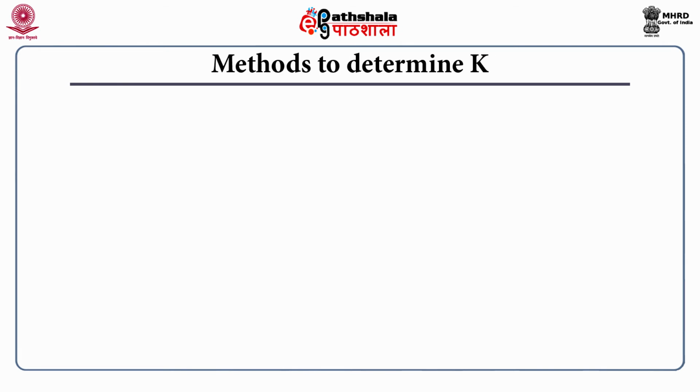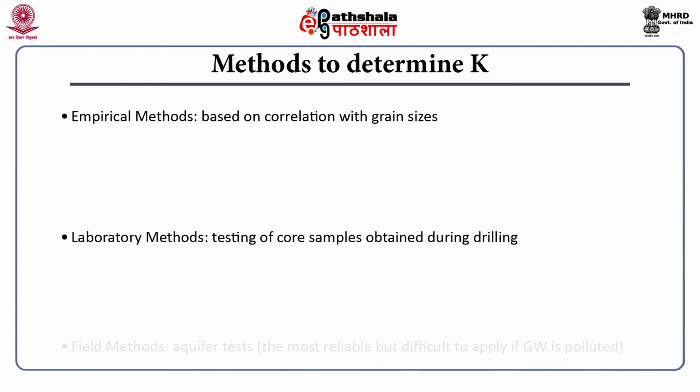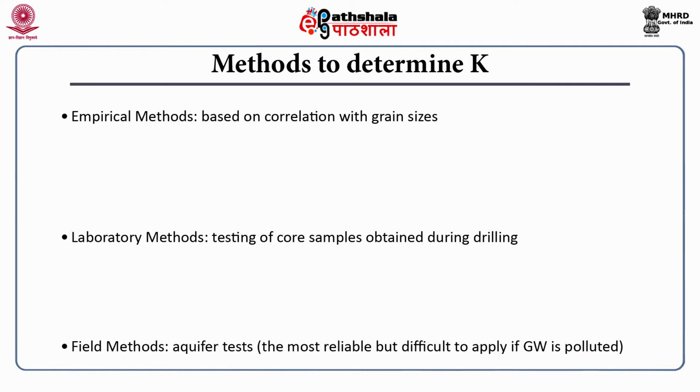Now, there are different methods for obtaining the hydraulic conductivity. The first is empirical methods, based on the correlation with grain sizes. The second is the laboratory method, using the aquifer material directly, putting it into equipment known as permeameters, and the last is the field methods. Aquifer tests are generally performed for getting the aquifer parameters, especially hydraulic conductivity, storage coefficient and transmissivity. We are going to discuss them.